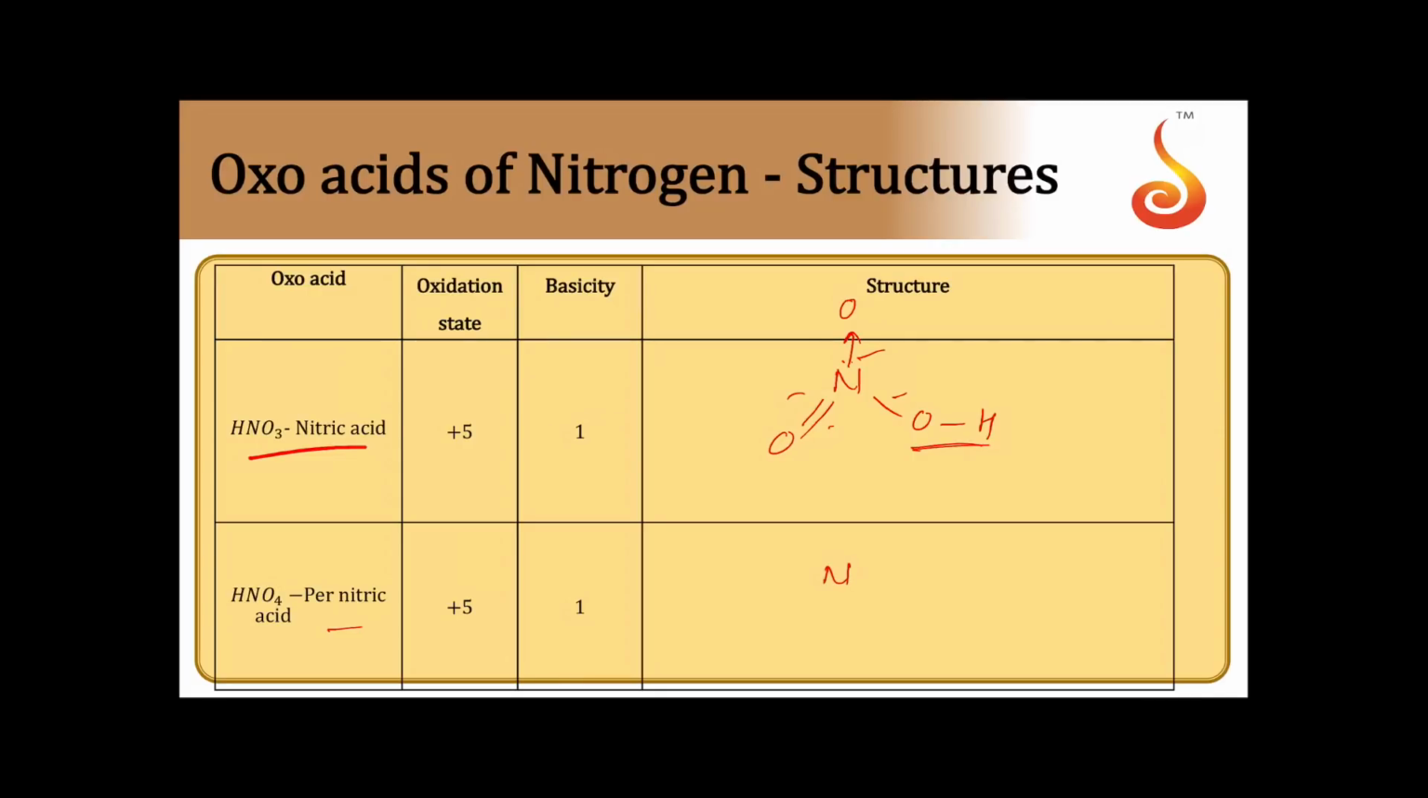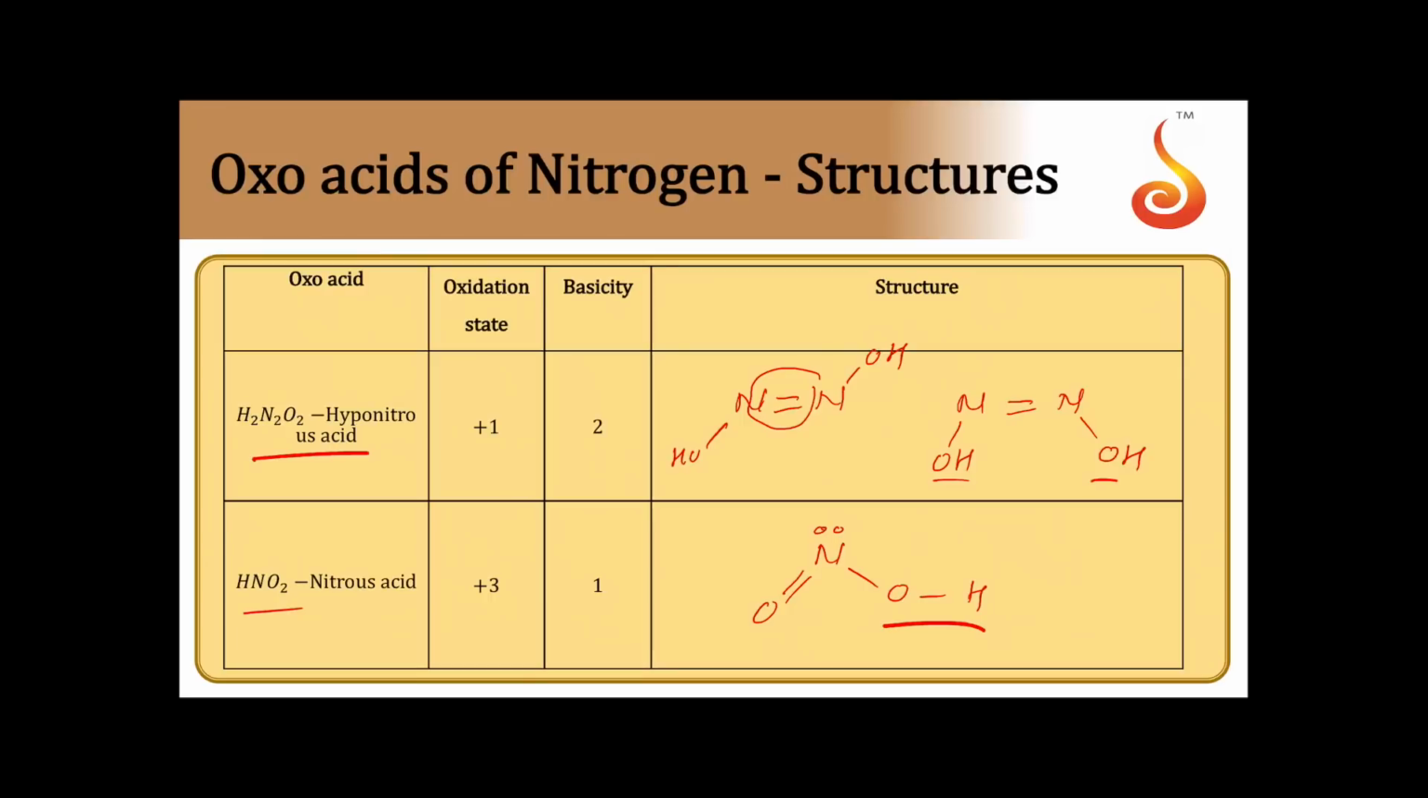So nitrogen again here. It is having a peroxy bond. Therefore, we have one O bond that is present here. Peroxy bond is there. One double bond O. And again we have a coordinate covalent bond towards another oxygen atom. These are the structures of oxyacids of nitrogen.